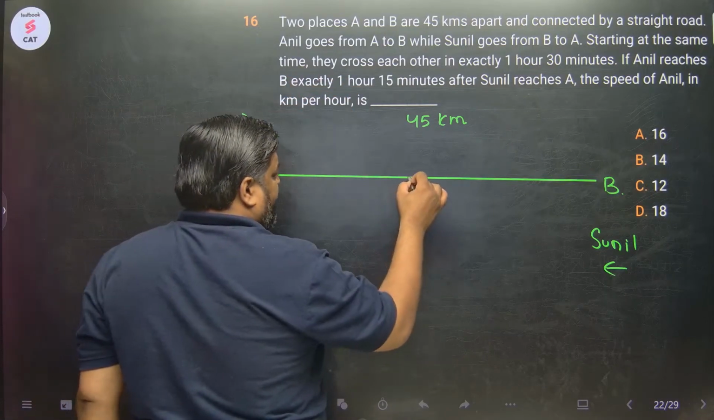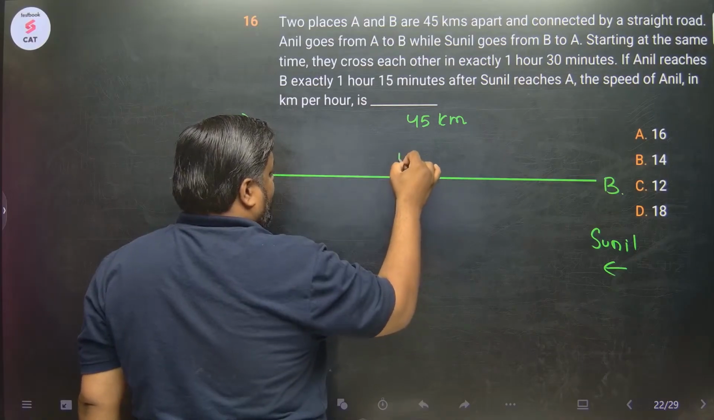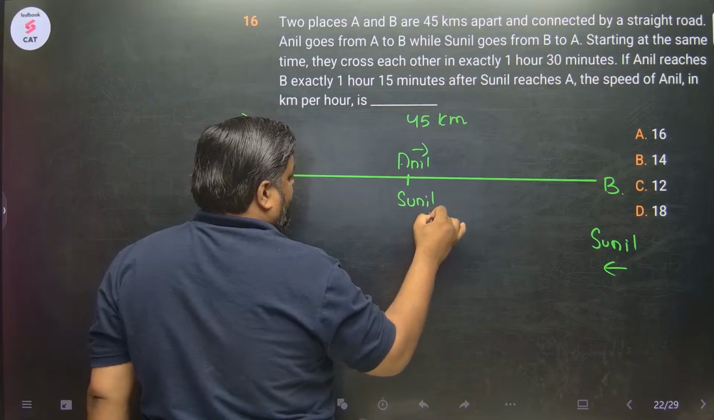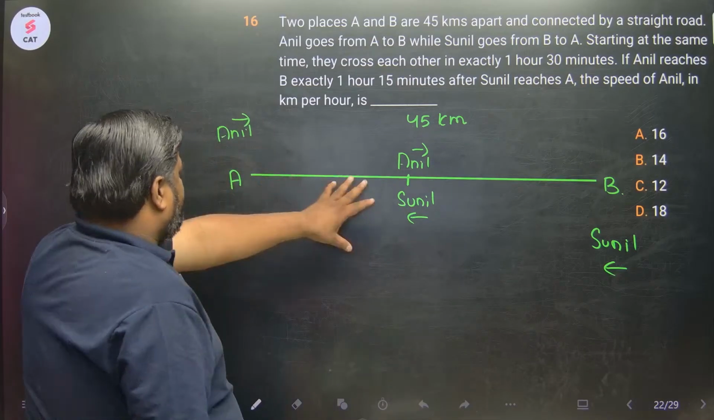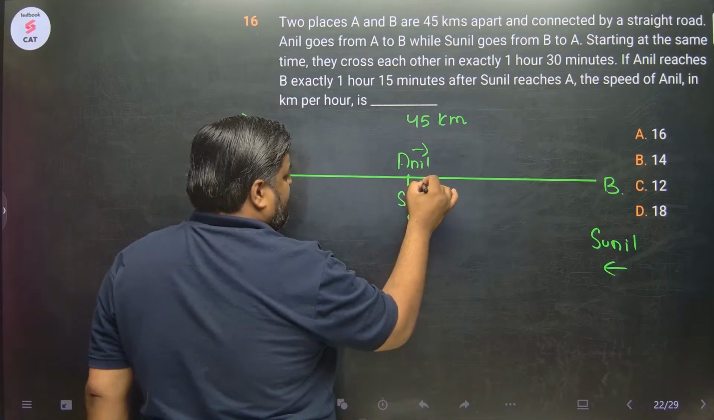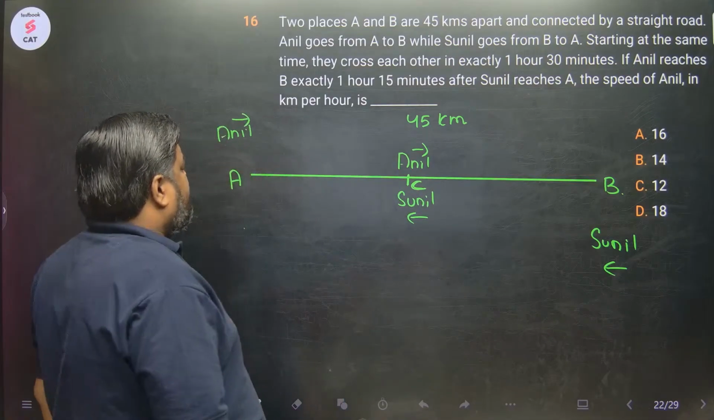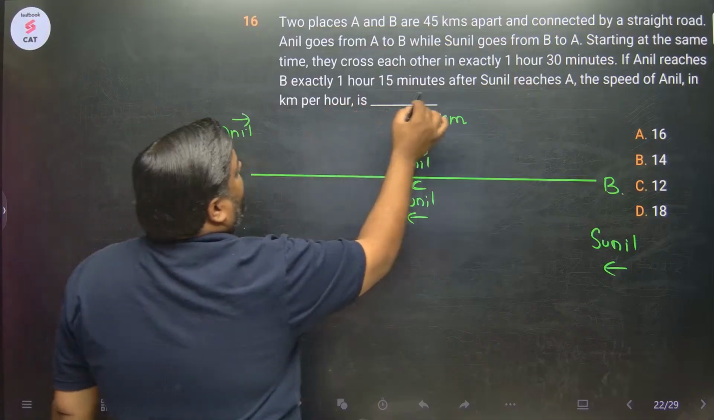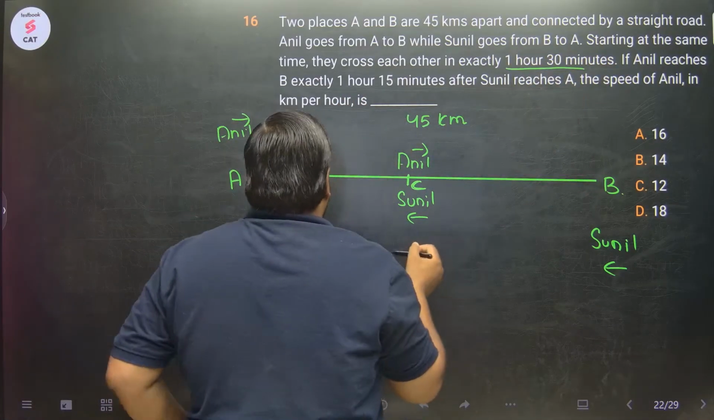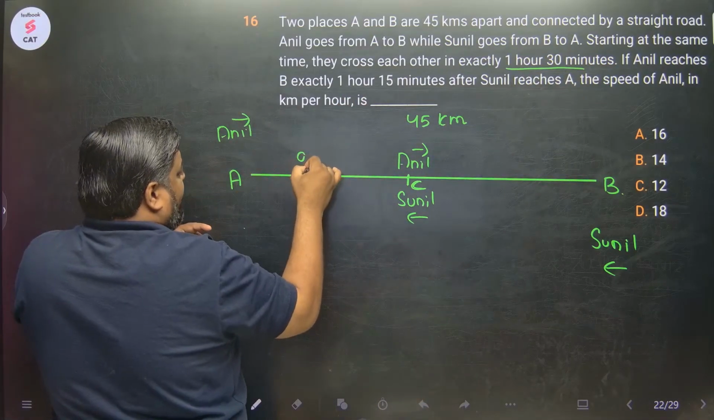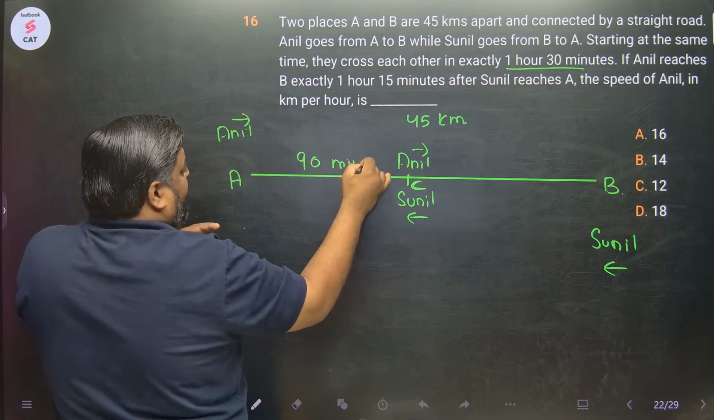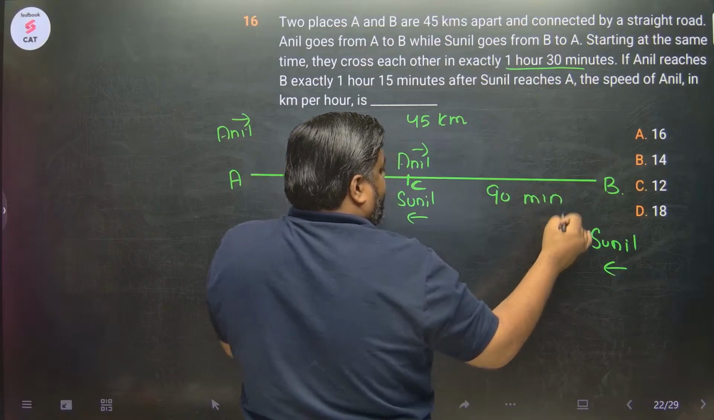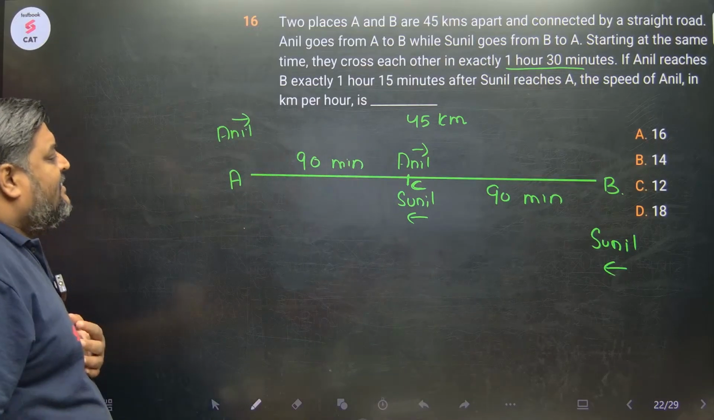Suppose at some point of time they cross each other. Anil जा रहा है towards B and Sunil is going towards A. Let us say this point is C. How much time Anil took to travel from A to C? Sir, they crossed each other in 90 minutes. So Anil A से C आ गया in 90 minutes, and Sunil B से C पे आ गया in 90 minutes. Okay, उसके बाद they moved ahead.